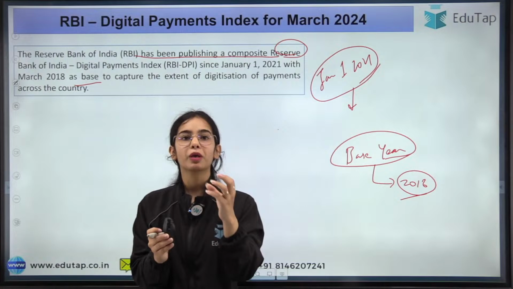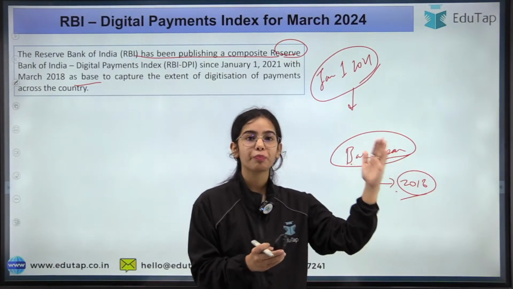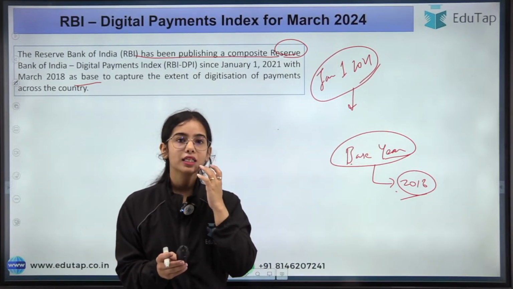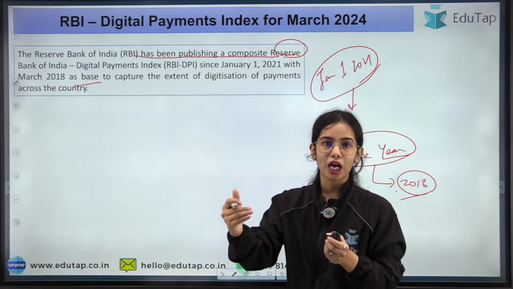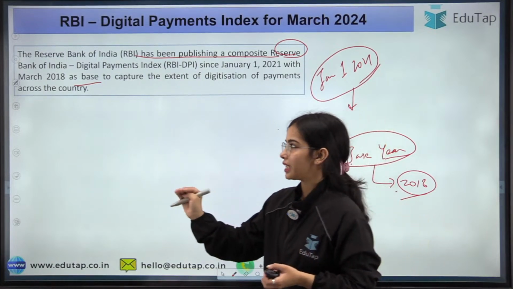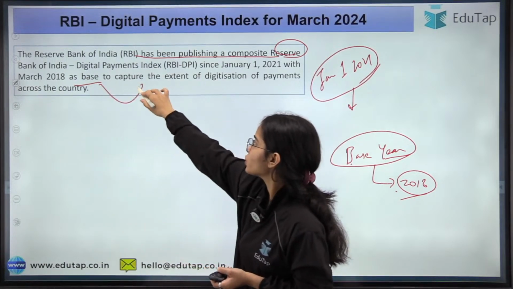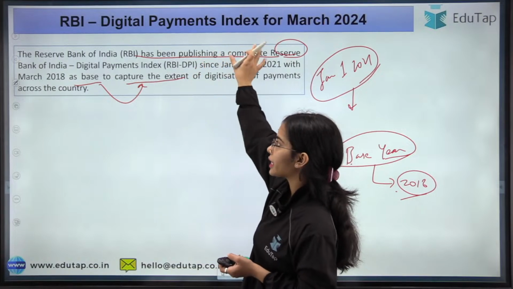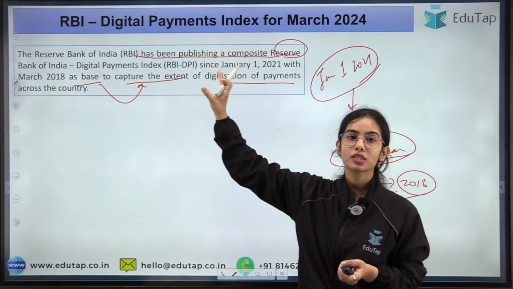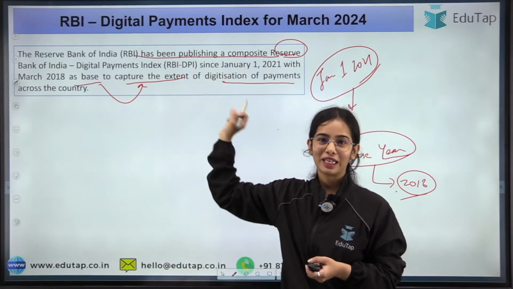For the digital payment index, we have the base year 2018, against which we compare all the other periods. The digital payment index is biannual, which means it is released twice a year. It captures the extent of the digitization of payments across the country. So this is the basic idea of the digital payment index.